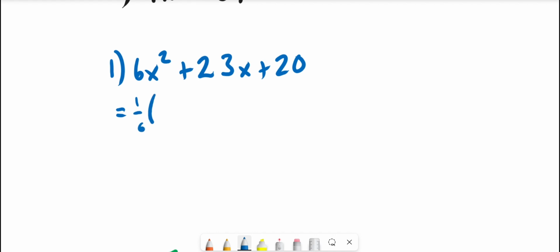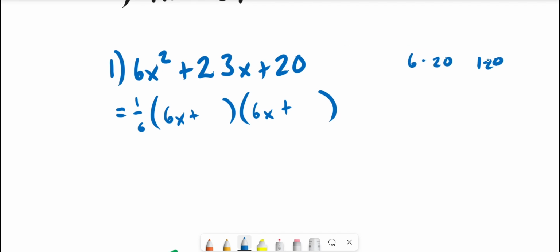First of all, I would set up my parentheses. Once you get decent at this, you can really kind of predict how that's going to look. I'm going to need a plus and a plus. I'm going to need 1 over 6s and 6s in each position here. And then we take a look at 6 times 20, which is 120. And we want to go through that and make a factor list.